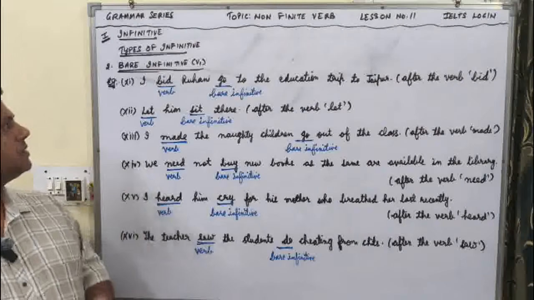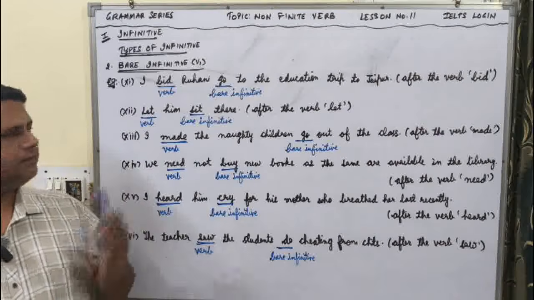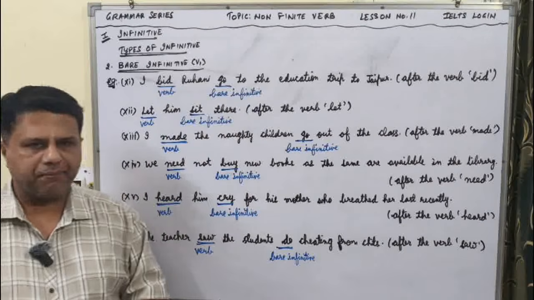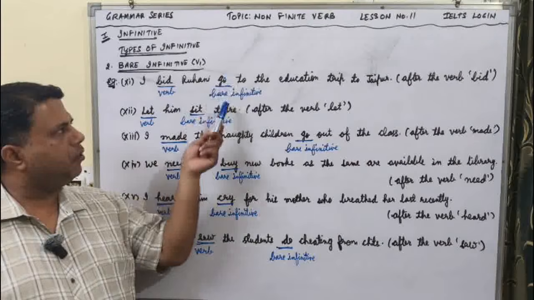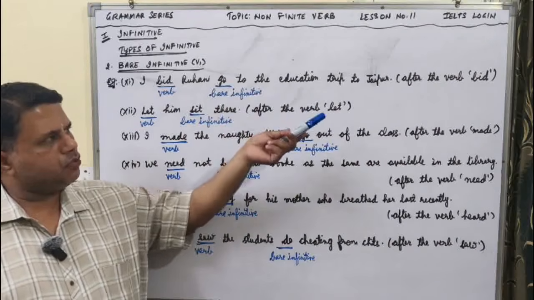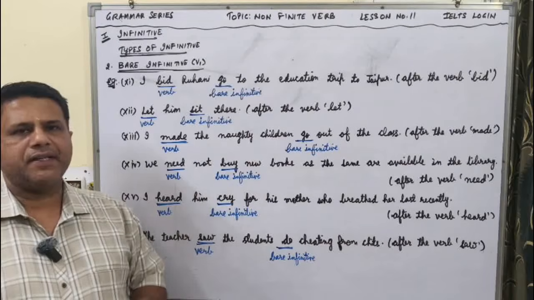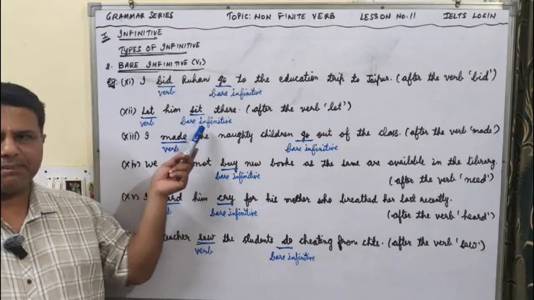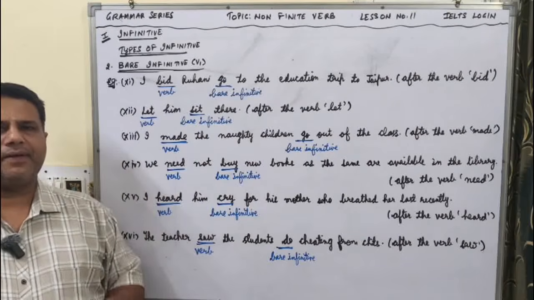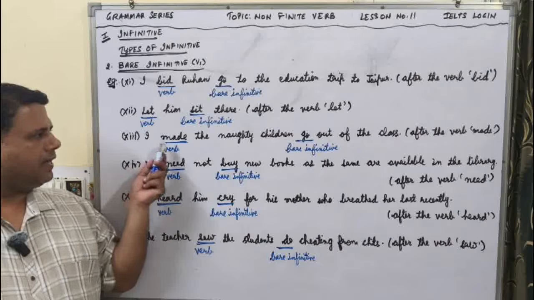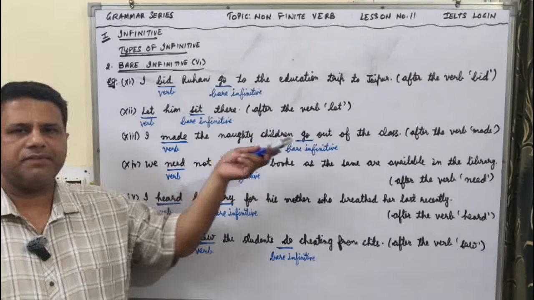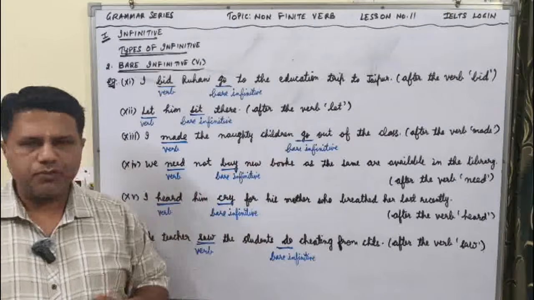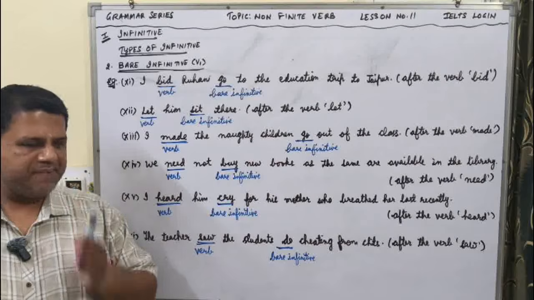Moving on with more examples. Example number 9. I bid Ruhani go to the education trip to Jaipur. So bid is verb and go is bare infinitive. So this bare infinitive is used after the verb bid. Then let him sit there. Let is the verb and sit is bare infinitive. So it is used after the verb let. I made the naughty children go out of the class. Made is verb and go is bare infinitive. So this is used after the verb made.